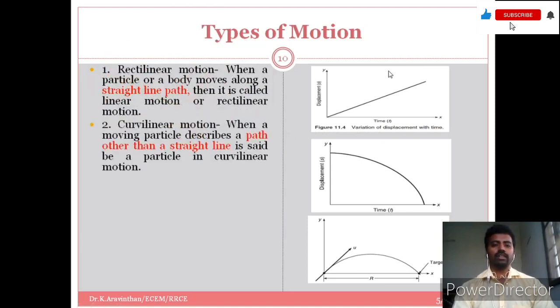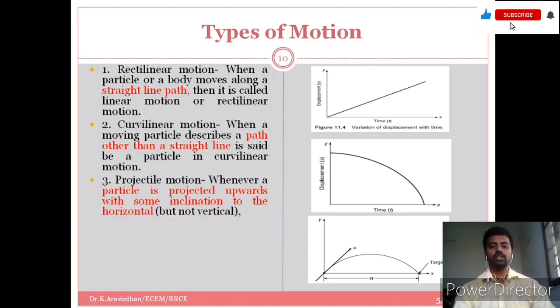The second concept is curvilinear motion. That is, if an object is moving other than in a straight line, then it is known as curvilinear motion. You can take this as an example. This is not a straight line; you have a curved path, or any deviation from a straight line, which is called curvilinear motion.